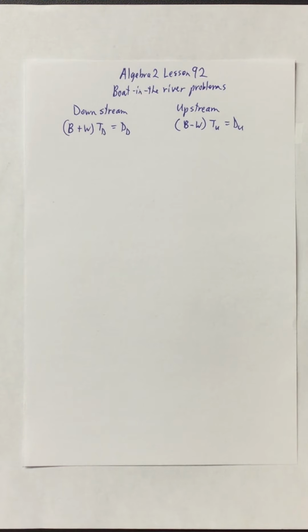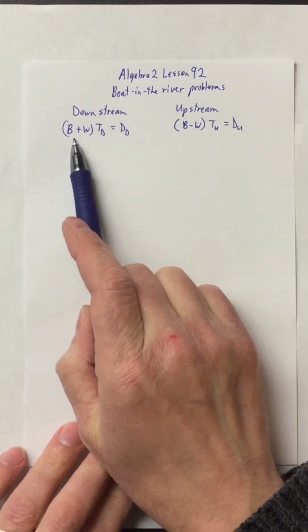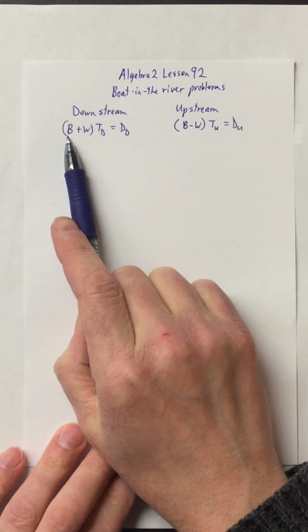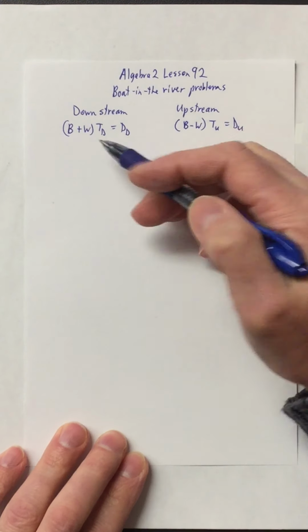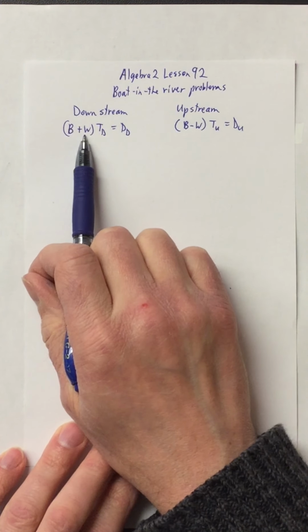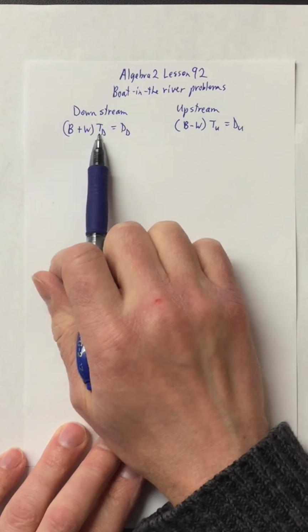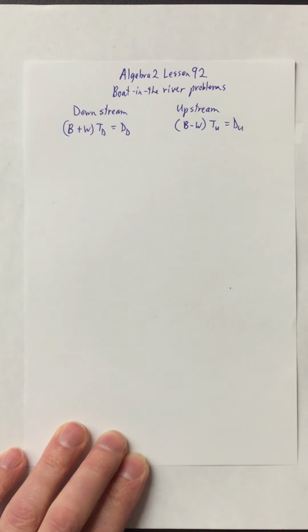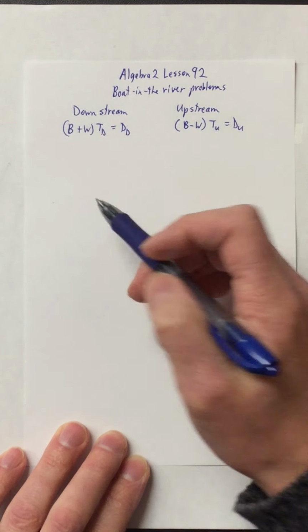Putting a boat in the river. All right, we've got two equations that we're using for this, and it depends which way the boat is going. In parentheses here we have the boat speed plus the water speed going downstream. The boat speed plus the water speed is the rate. So really it's the rate times the time equals the distance. We're using the same equation we use for distance problems.